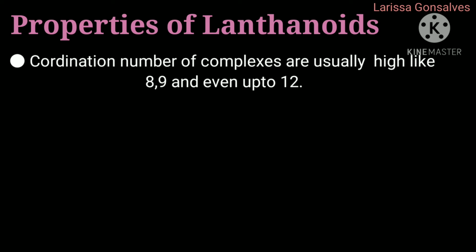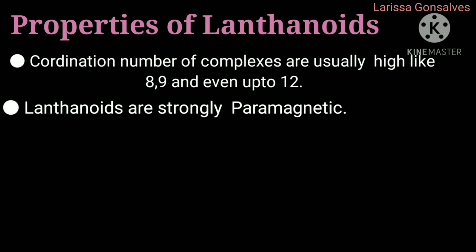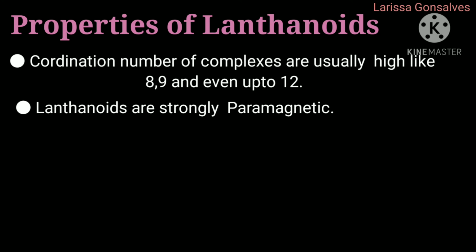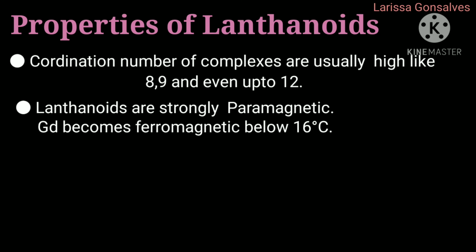Coordination number is the number of atoms or ions which are bonded to the central metal ion. The lanthanoid elements are highly paramagnetic. However, gadolinium becomes ferromagnetic below 16 degrees Celsius. There are other heavier lanthanoids like ytterbium, terbium, thulium, holmium, etc. They also become ferromagnetic, but at a considerably lower temperature.